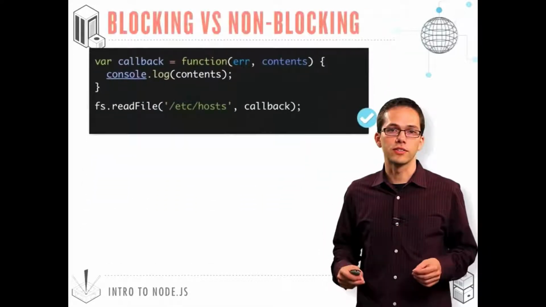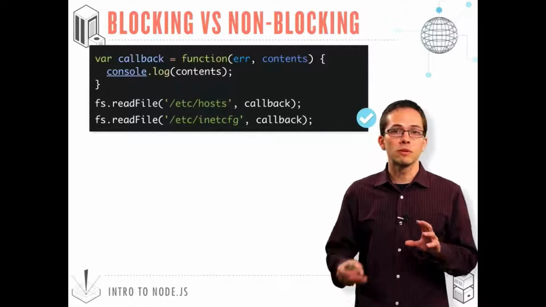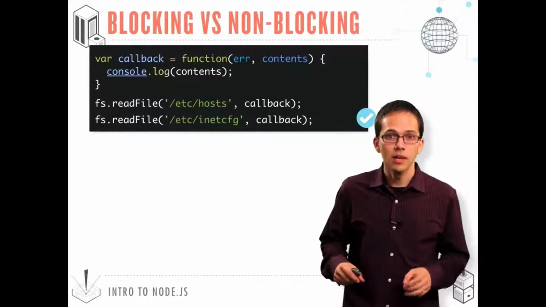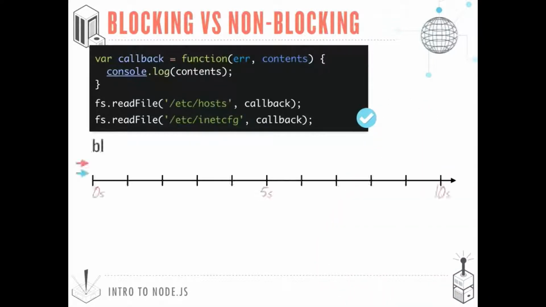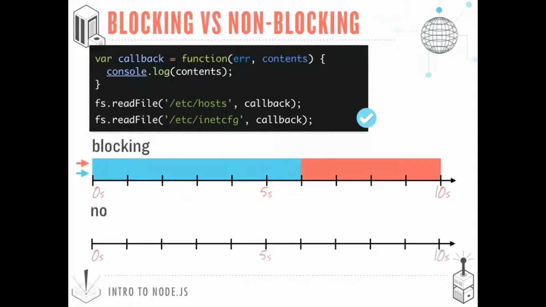Let's take a closer look at this code. And let's see what happens when we're reading two files at the same time. First of all, if we had to do this in a blocking way, we look at this timeline. If this was blocking, we would read one file and then the next file. However, since our code is non-blocking, if we read two files at the same time, we're going to read in parallel.